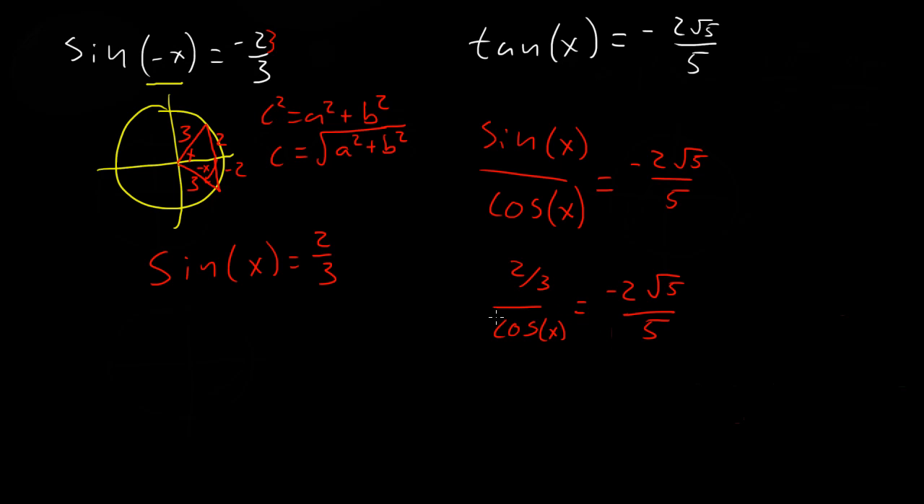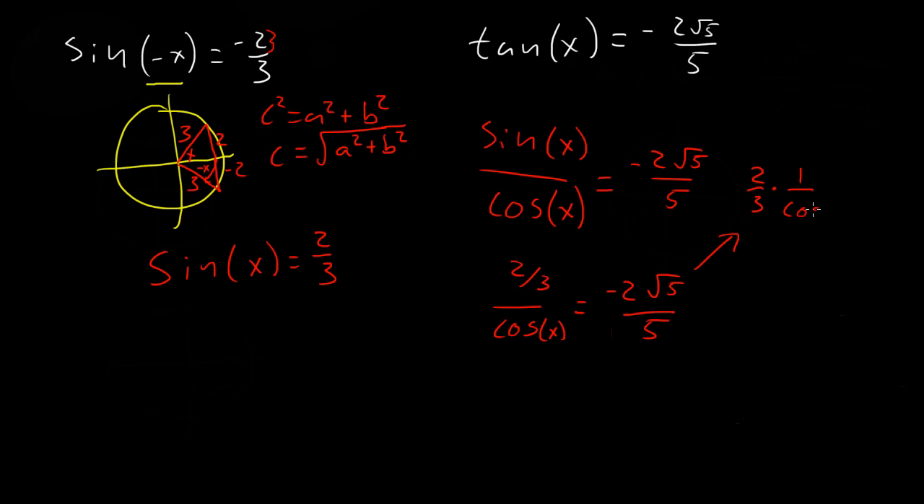Alright, and now when you're dividing fractions here, this 2/3 divided by cosine of x, we can just do some side work over here, that is the same as multiplying by the reciprocal. So 2/3 times, this is cosine, so that's going to be multiplying by the reciprocal.